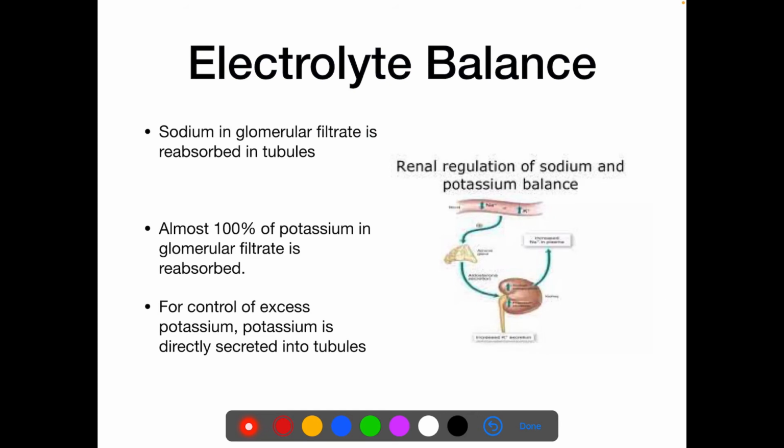By control of reabsorption or secretion of electrolytes, the kidney helps maintain the normal level of sodium, potassium, calcium and all those electrolytes. So sodium in the glomerular filtrate is reabsorbed in the tubules. Almost 100% of potassium is reabsorbed in the tubules, and whatever is the excess potassium, or whatever needs to be excreted, will be secreted directly into the tubules.